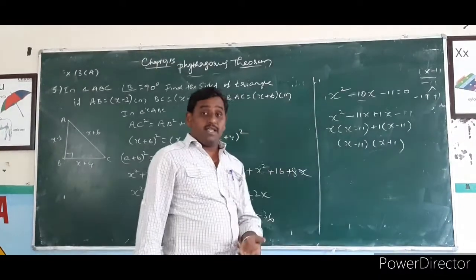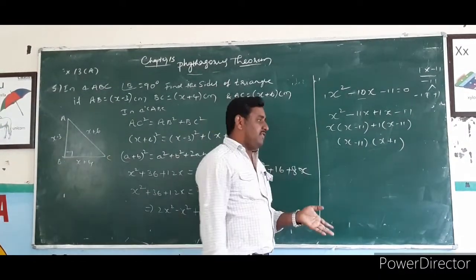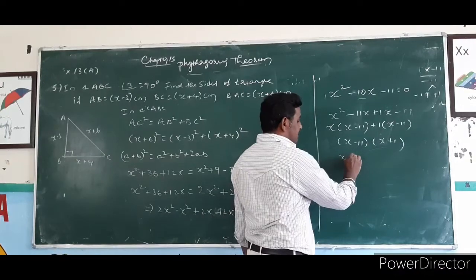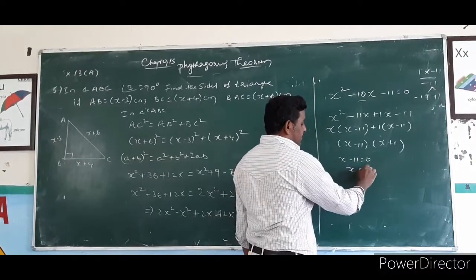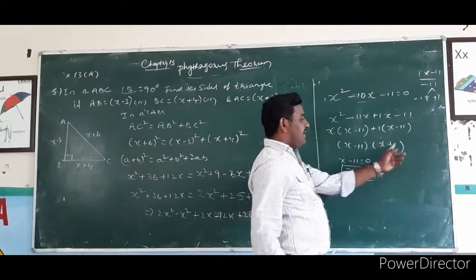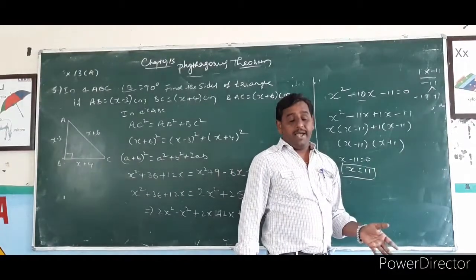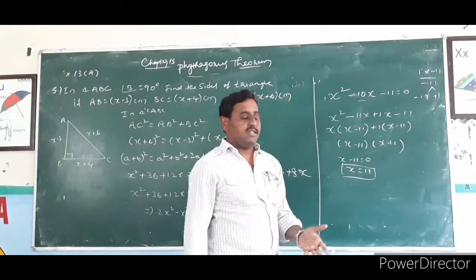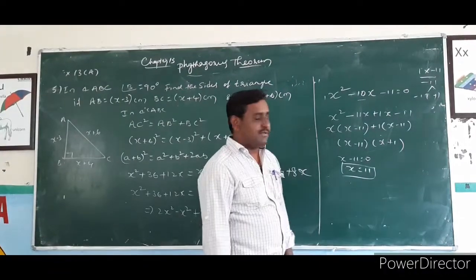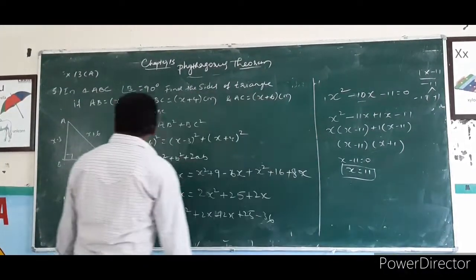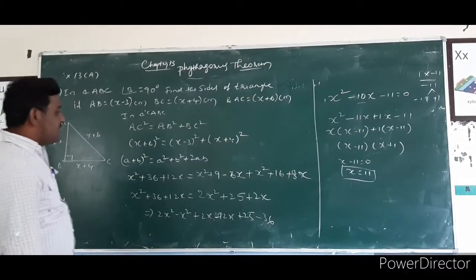While finding the x value, we have to take the positive value. That's why I have considered x minus 11 is equal to 0, so x is equal to 11. If I take the other one, we will get a negative value, again creating confusion in the answer. That's why it is better to take the positive value among these two roots and substitute in each side.